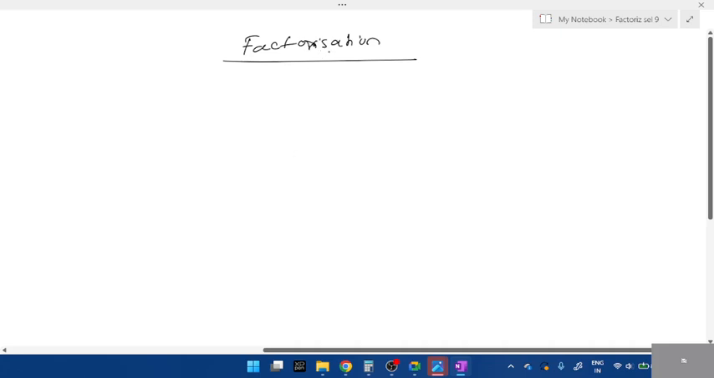First, what does factorization mean? Before that, what do you mean by factor? If I write 10, what are the factors of 10, students? What are the different ways you get 10? 1 into 10, you get 2 into 5, right? So the different factors of 10 are 1, 2, 5, 10. These are known as factors of 10.